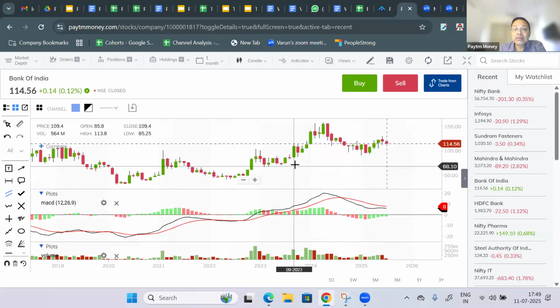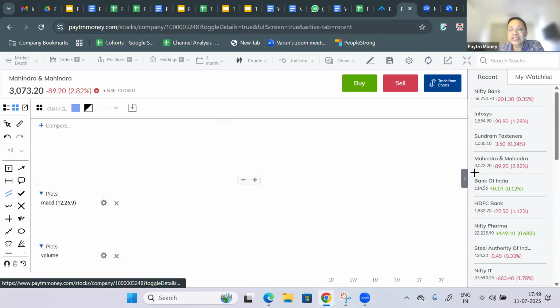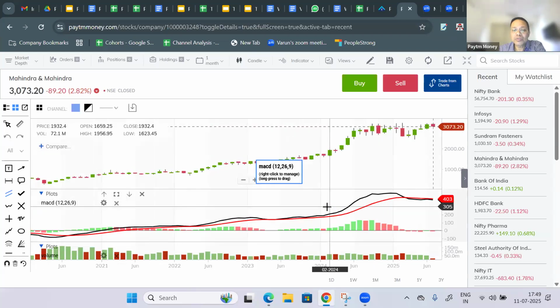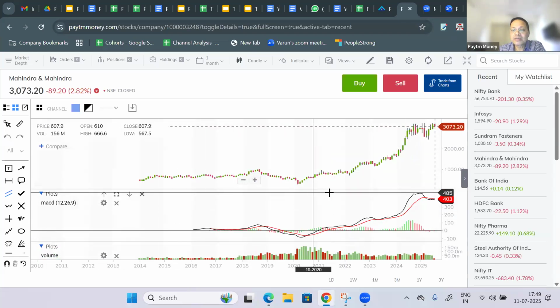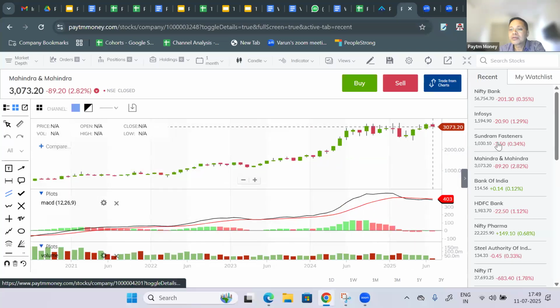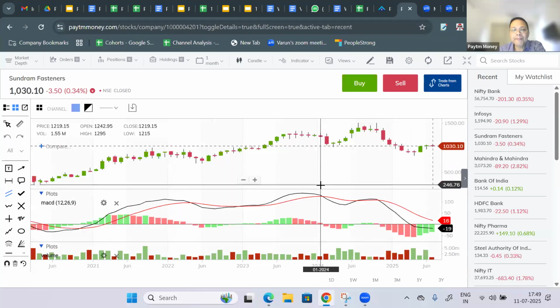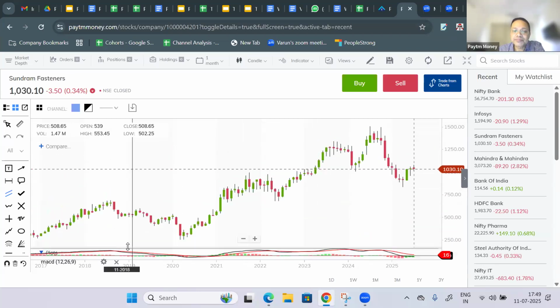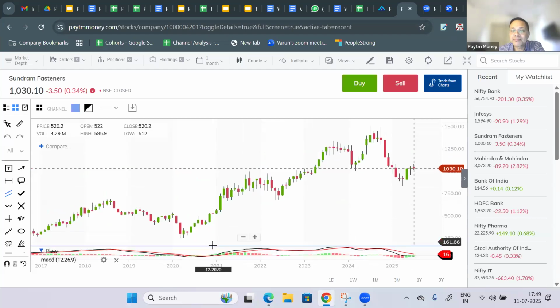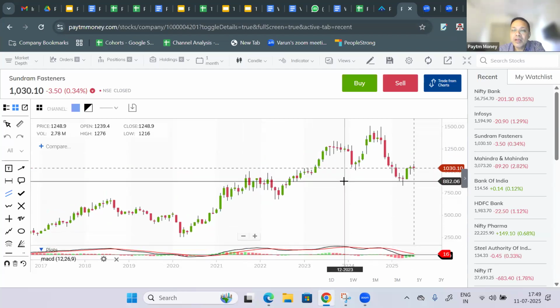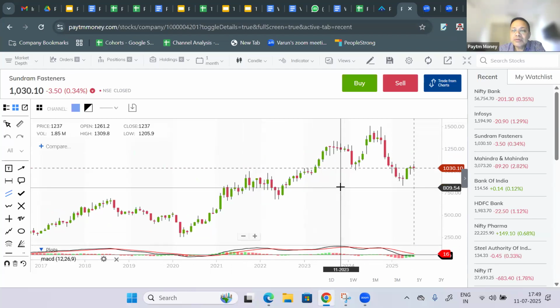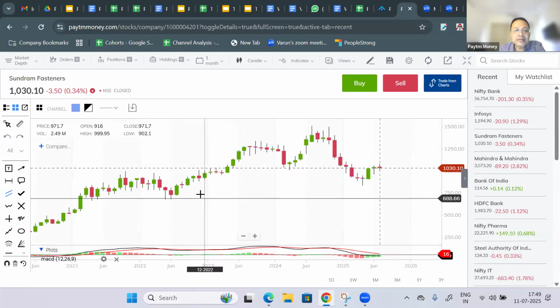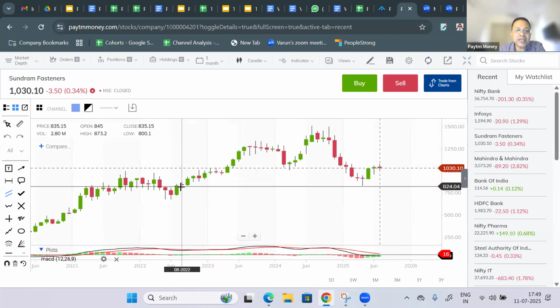Now, I want to take some stock which has moved out in a monthly chart. So here, okay, correct. This is a stock called Sundaram Fasteners. Now, let's say this is a zone. Rally, base, rally.